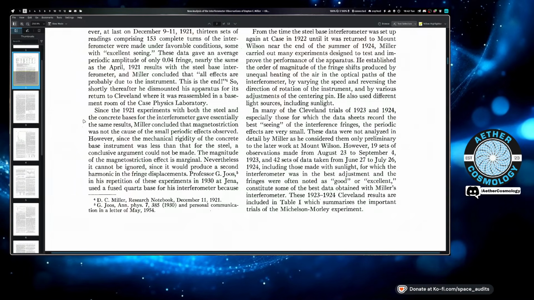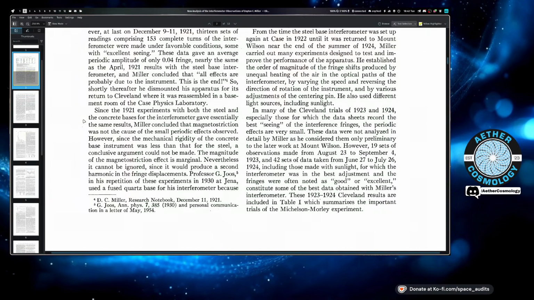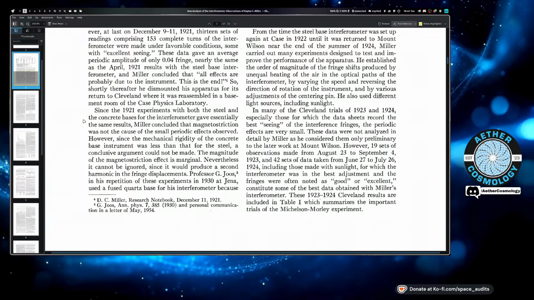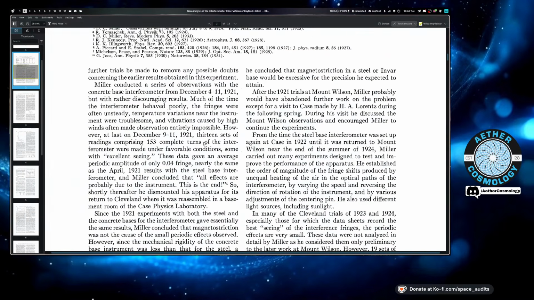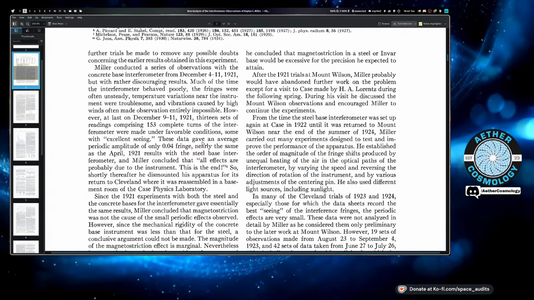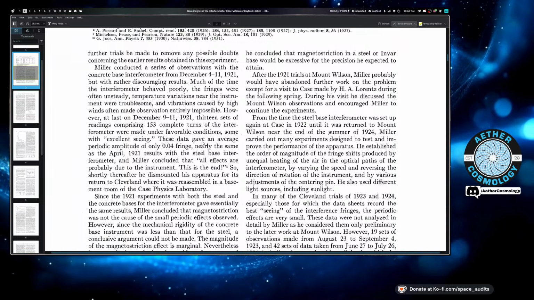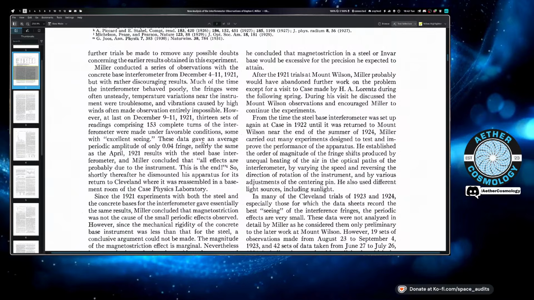Nevertheless, it cannot be ignored since it would produce a second harmonic fringe displacement. Professor G. Jaus, in his repetition of these experiments in 1930 at Jena, used a fused quartz base in his interferometer because he concluded that the magnetostriction of a steel or Invar base would be excessive for the precision he expected to attain.